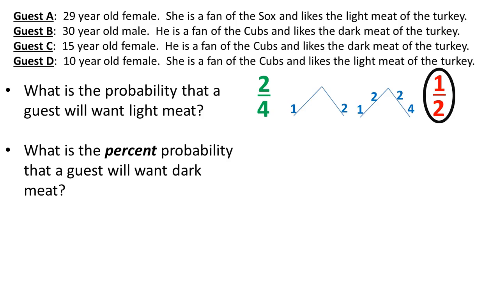This next question asks for the percent probability. So we need to find the probability as a fraction and then turn it into a percentage, which means we don't necessarily have to simplify first. We're looking for the percent probability that a guest will want dark meat. There's still 4 guests in my sample space. That means I have a total outcome of 4 outcomes. There are 2 guests that like light meat, 2 guests that like dark meat. So that's a probability of 2 out of 4. I could simplify it. In fact, we just simplified this.